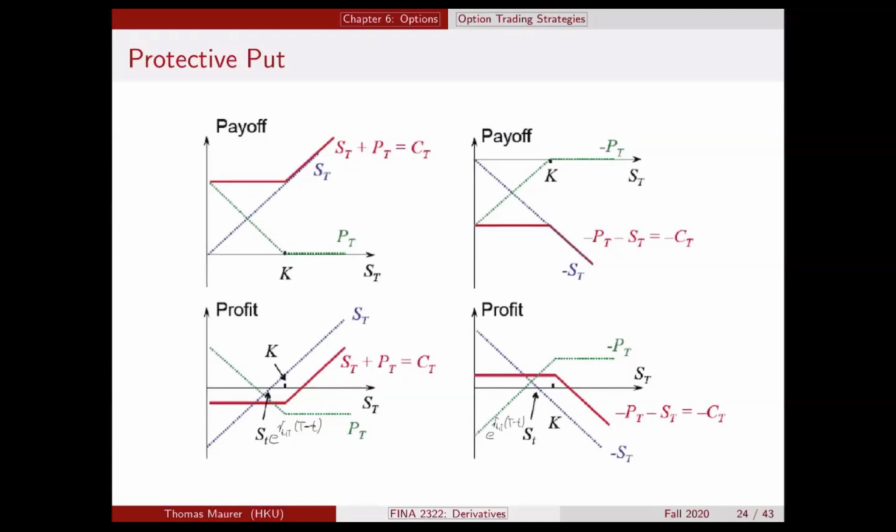Another version of a protective put is short selling the underlying asset and short selling a put option. This adds up to a short position in a call option, and again going from payoff to profit. We adjust by how much money you receive from short selling the underlying asset and how much money you receive from short selling the put option, and that shifts your positions upwards.